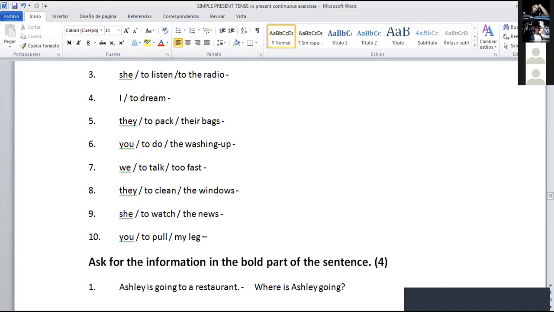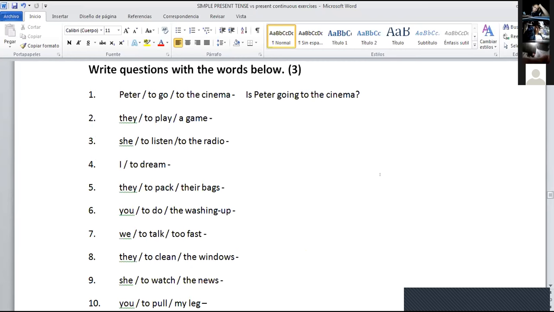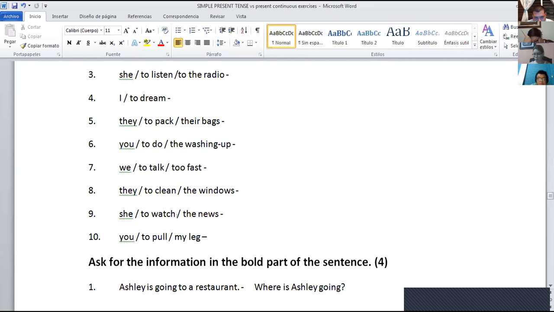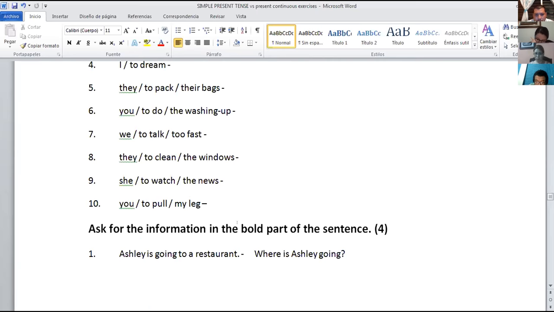Are they cleaning the windows? Very good. Okay, let's see. Carlos, number nine. Is she watching the news?